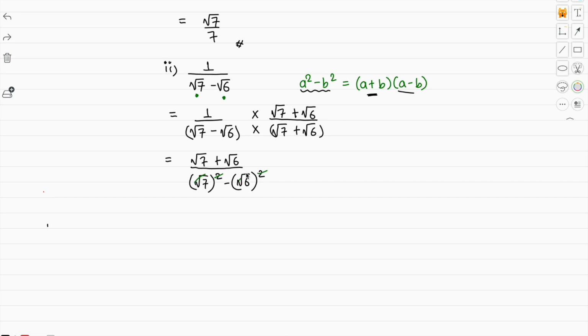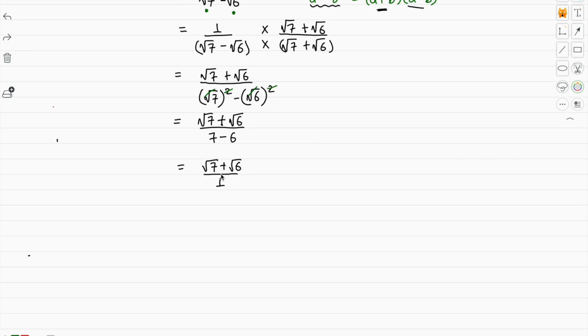Here as well we can do that, and what we'll get at the end is root 7 plus root 6 in our numerator, divided by 7 minus 6. This is going to be root 7 plus root 6 divided by 7 minus 6, which is 1. So let's write it for now. We have 1, and our denominator is now rationalized, right?